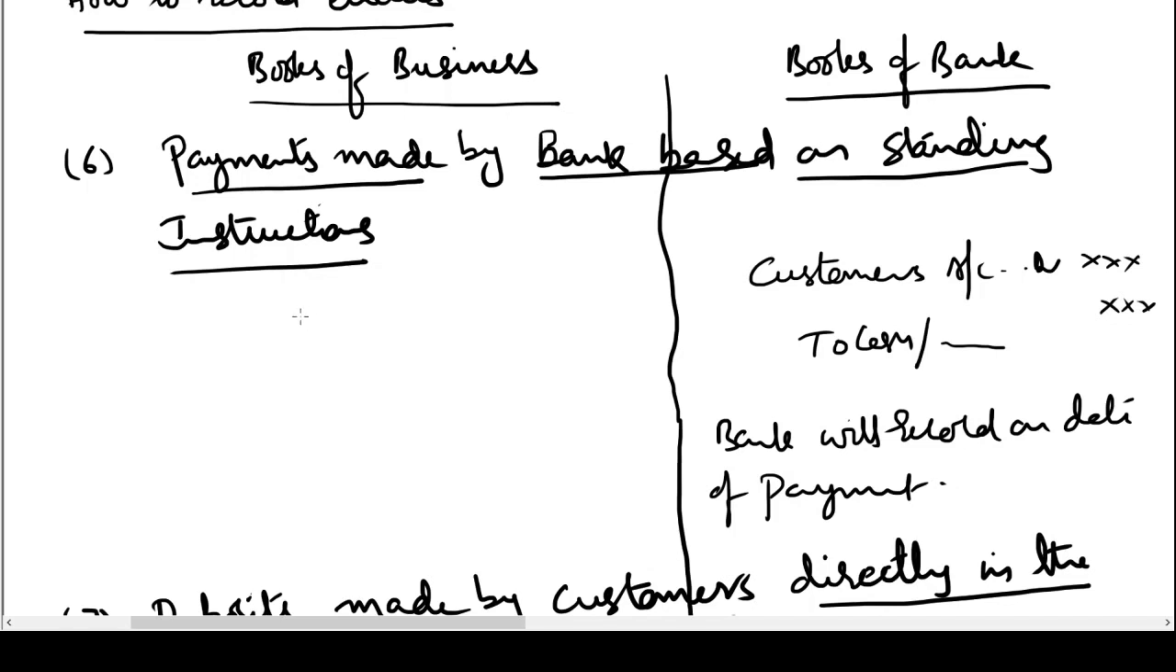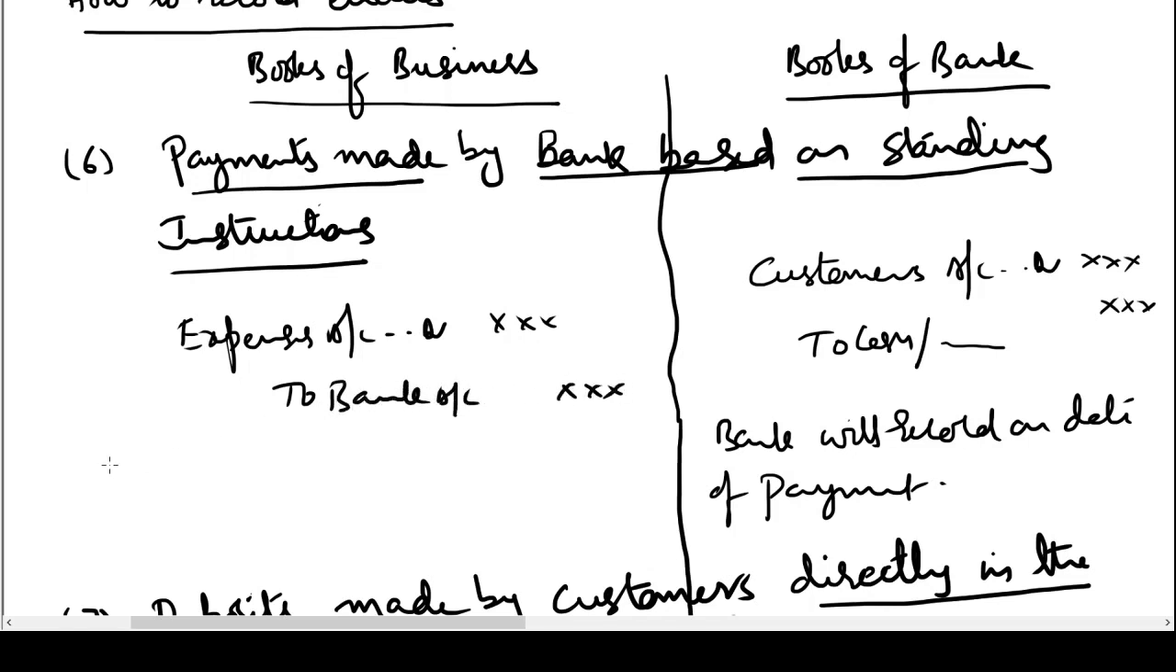Now the question comes, when will the business record this entry? Now what will be the entry in the books of the business? The entry would be expenses account debit. These are our expenses, and who is making the payment? Bank is making the payment, hence bank account has to be credited. When will the business record the entry? On receipt of information relating to payment, the entry will be recorded. On receipt of information, the payment will be recorded.